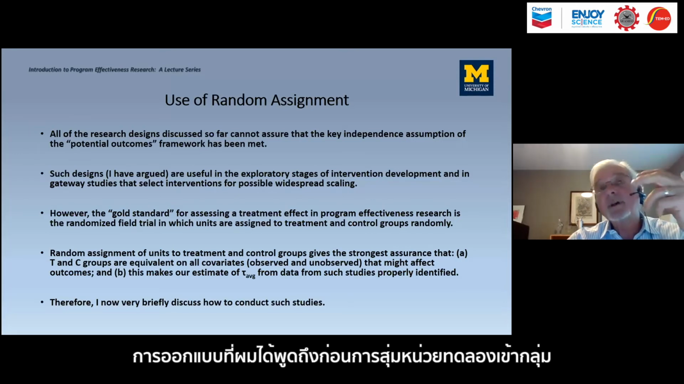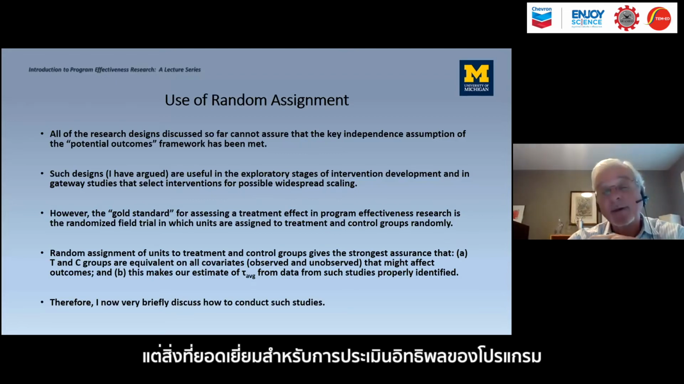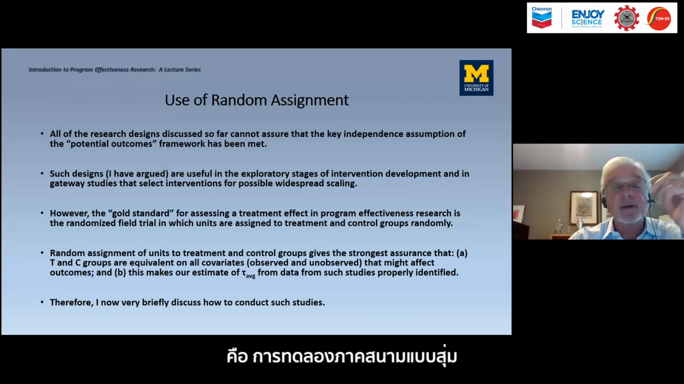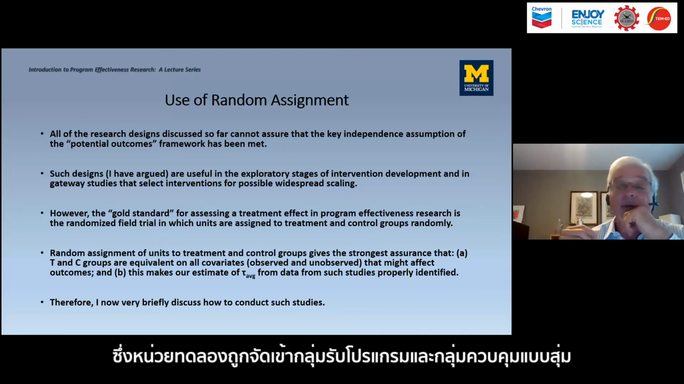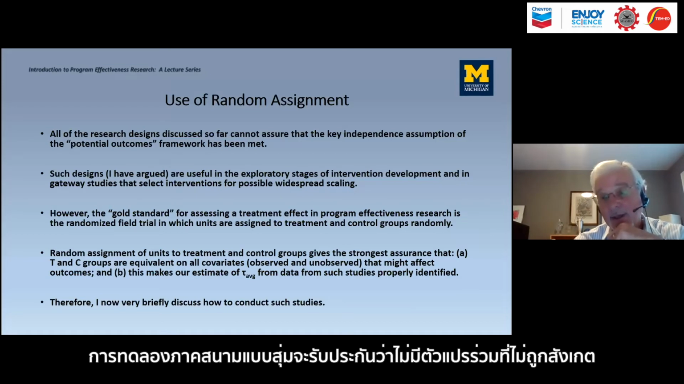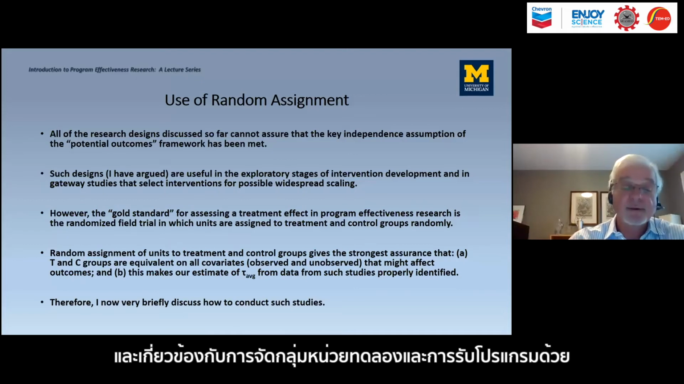The designs that I talked about before random assignment are useful in exploratory stages of intervention development, but the gold standard for assessing a treatment effect in program effectiveness research remains the randomized field trial, where units are assigned to treatment and control randomly. And that is because that is the strongest guarantee, and in expectation it will guarantee that there are no unobserved covariates that are affecting the outcome and also associated with assignment to treatment.